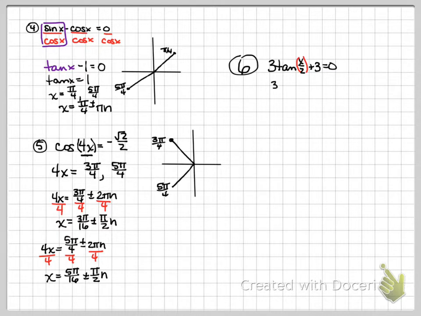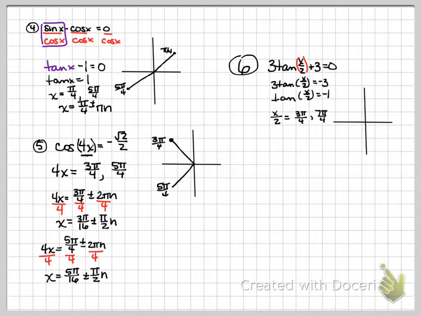So I'm going to move the 3 over. 3 tan of x over 2 equals negative 3. Divide by 3 and I get tangent of x over 2 equals negative 1. Well, where is tangent equal to negative 1? That occurs at 3 pi over 4 and, not 5 pi over 4, 7 pi over 4. And knowing what we know about tangent, that is over here and over here. So they are pi apart. They are equally spaced. So we can write one equation this time, and that would be x over 2 equals 3 pi over 4 plus or minus pi n.